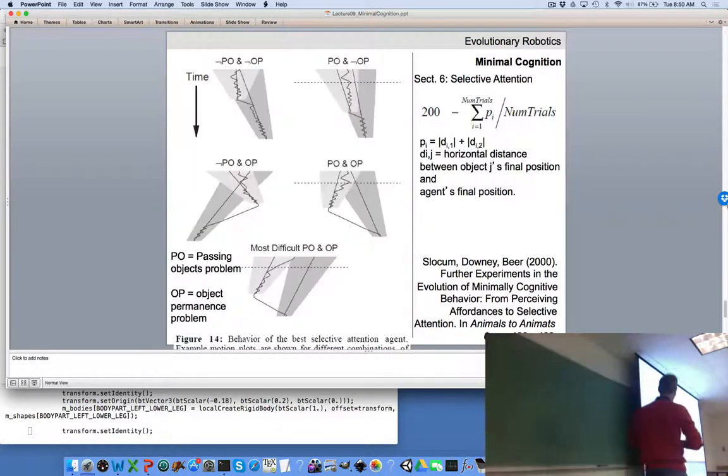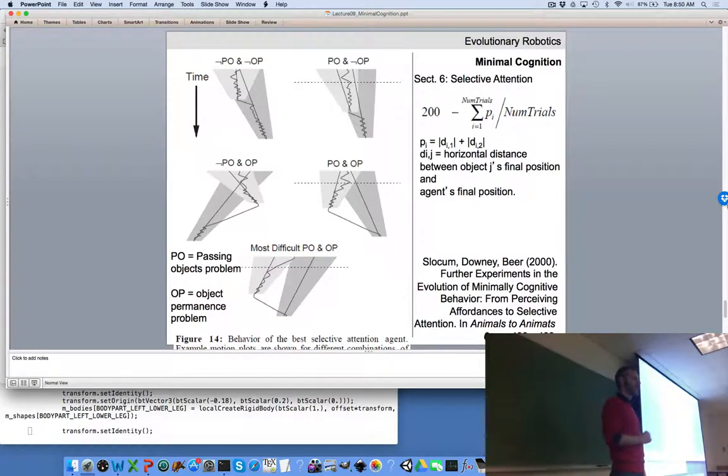All right, so let's have a look at five different conditions. What we're watching here is one evolved C tier and N that has successfully managed to evolve the ability to selectively attend. Let's place pairs of objects and see how it does. Let's start with a simple case where we have neither the passing objects problem nor the object permanence problem. Let's see if we can understand these figures. Time is on the vertical axis, and each trapezoid corresponds to one of the pairs of objects. What is the rugged line going back and forth?